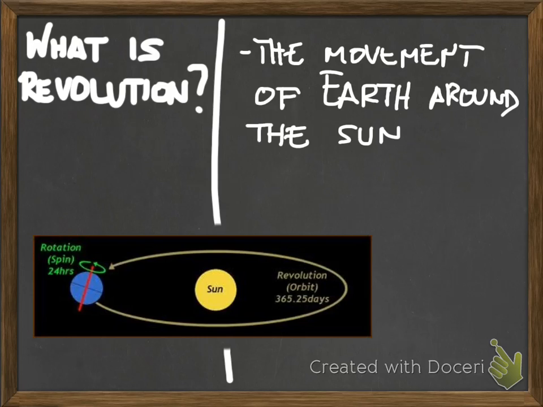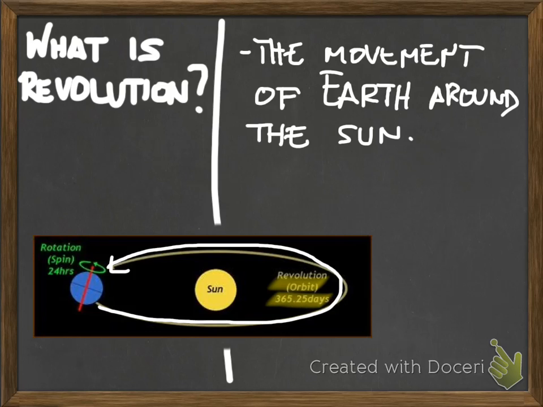So revolution is the movement of Earth around the sun. So you can see by the arrow kind of shown here that is revolution, the fact that the Earth revolves around the sun. Now you'll see that when we're talking about revolution over here, it says that the orbit or the revolution of the Earth around the sun takes 365.25 days. That's roughly the time of a year.